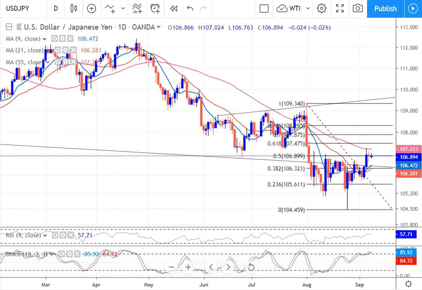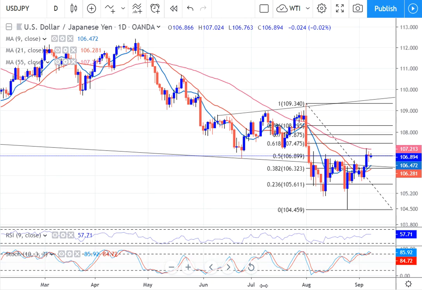Now, I will be looking to sell dollar yen for the reasons that I've mentioned. Can't break through the 55-day moving average. It's overbought. The RSI is neutral, but pointing a little bit lower. But I'm not stupid, okay? I will sell it as long as it stays below 107.47. If it doesn't, I'm out.